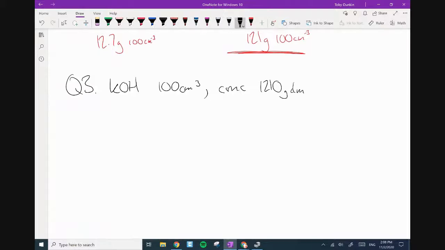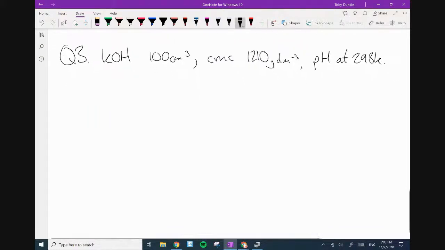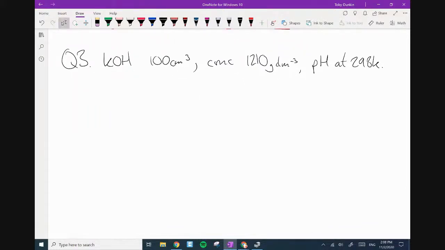Grams per dm cubed. There we go. That's better. Right. pH at room temperature, pH at 298. Right, guys, impress me, everybody. I want you to pause the video. Now, when you've finished the problem, post your answer onto the YouTube chat so I know that everyone is taking part. Post your answer on the chat and then unpause it to see the answer.